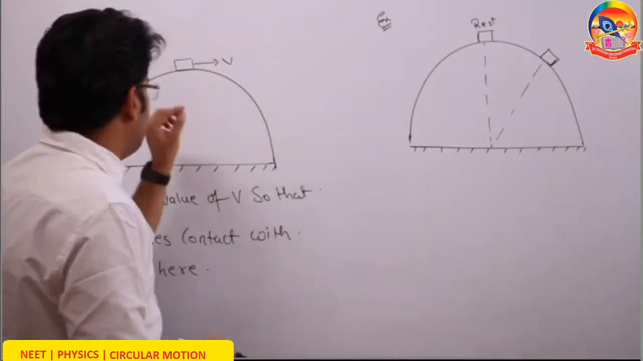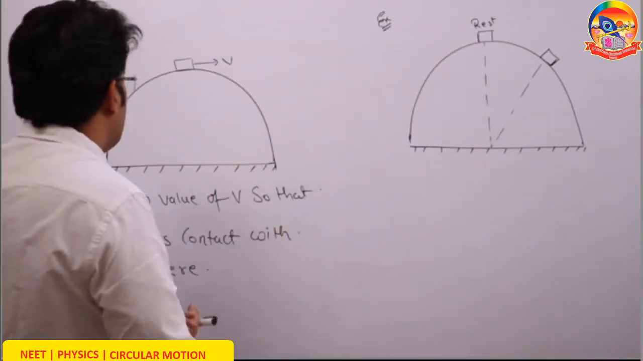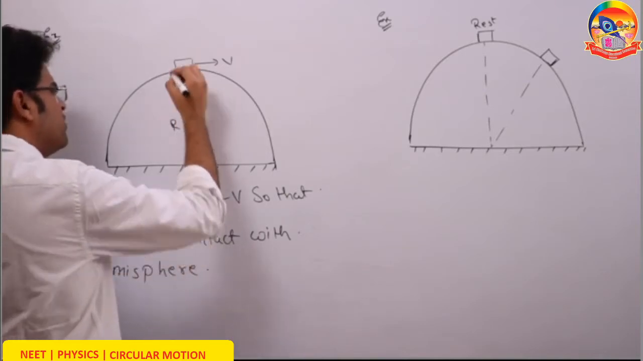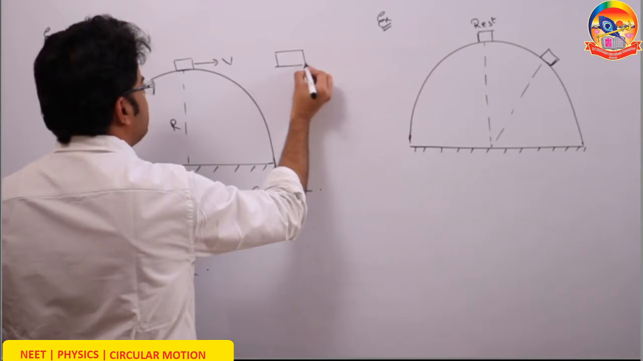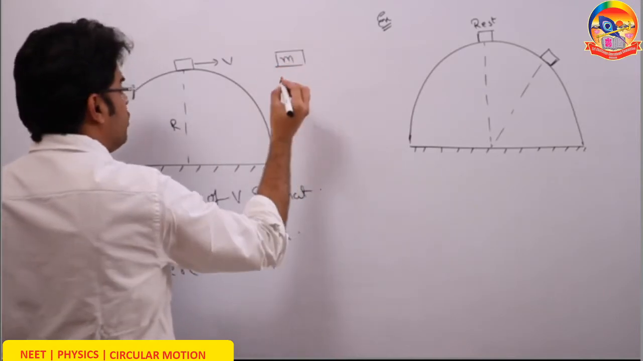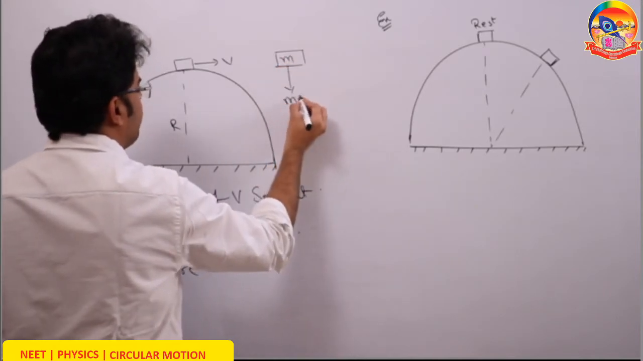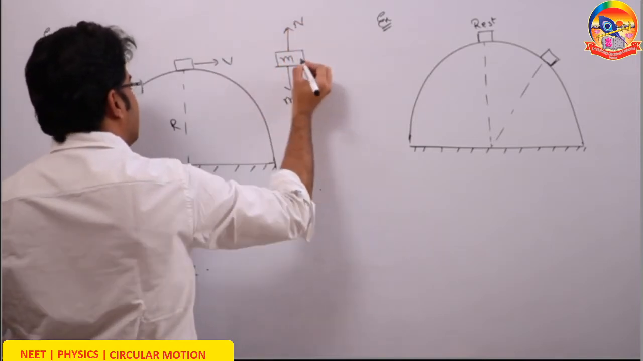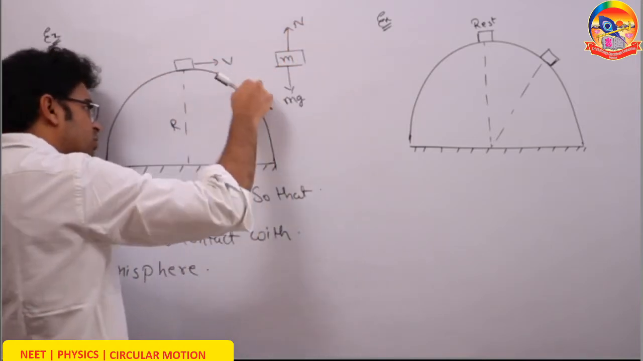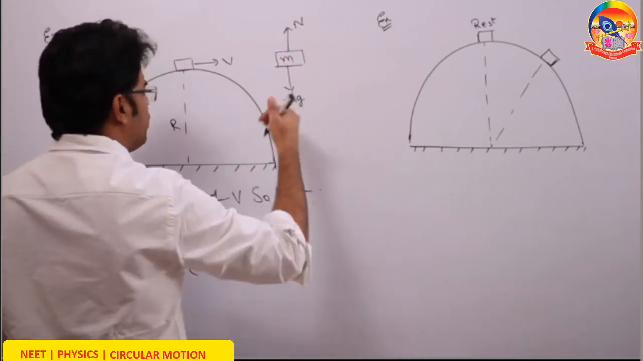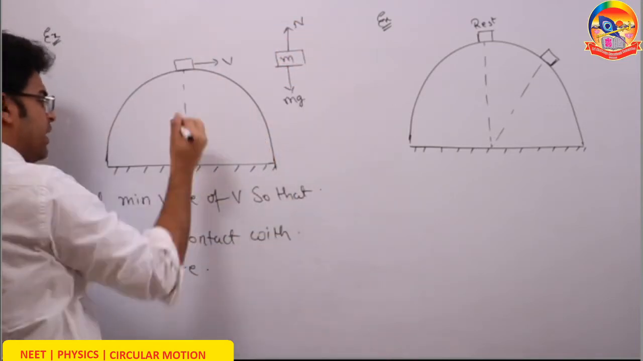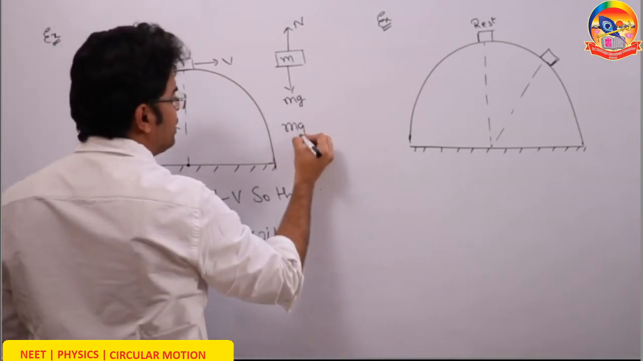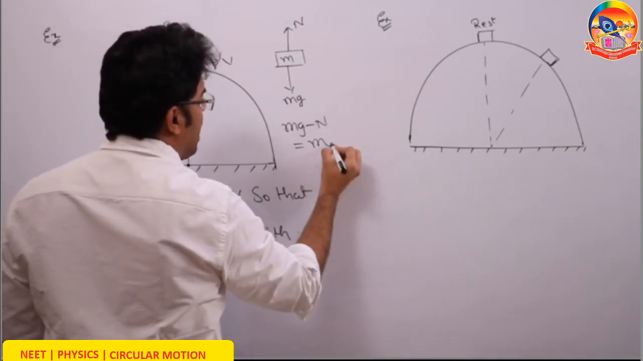Now, let's say we have given some velocity v. Look at the free body diagram of this block right now. What will be the forces acting on it? On this block, if it has a mass m, there will be two forces acting, a force mg downward, and because of this dome, a force of normal upward. And since it is moving in a circular path, the net force acting towards the center, mg minus N. Notice that the center is here. So the net force acting towards the center, mg minus N, has to be equal to mv square by r.